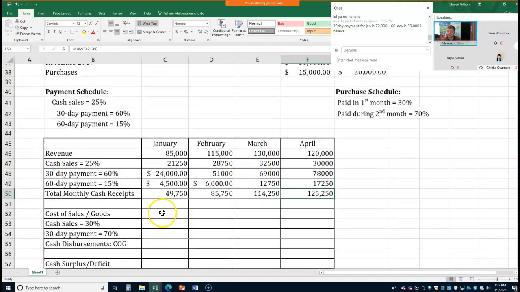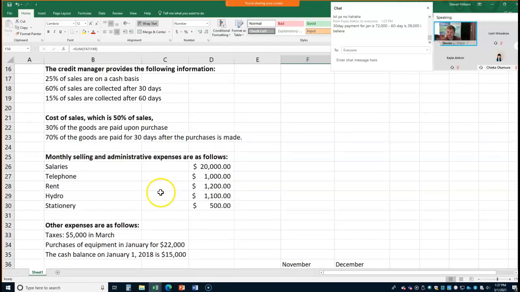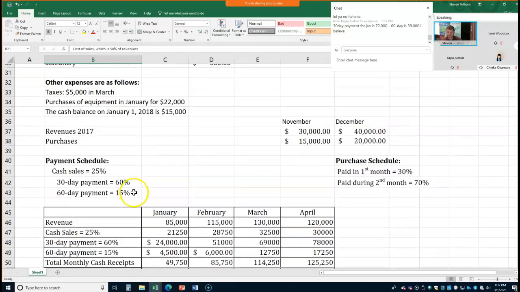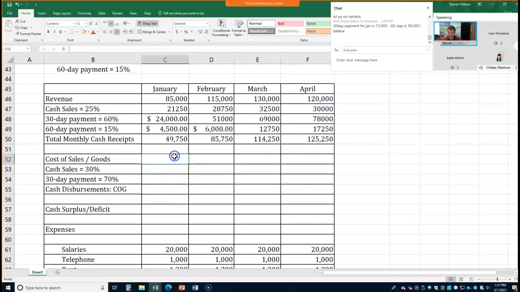Okay. So let's look at the cost of sales. So cost of sales is 50% of our revenue. If that is actually easy to understand, it probably is, of our revenues. Okay, so cost of sales is 50% of revenues, 30% of which is paid upon purchase, 70% of which is paid 30 days after. So cost of sales is this number times 50%.